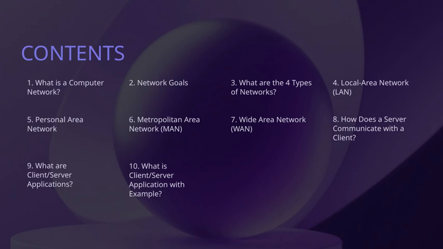We'll be covering various types of networks, starting with what a computer network actually is. Then, we'll explore the main goals of networks and the different types, including local area networks, metropolitan area networks, and wide area networks. We'll also discuss personal area networks, which are more personal and close range. Moving forward, we'll dive into client-server applications, what they are, how they work, and see an example to better understand their role in network communication. This overview helps us see the bigger picture of how different networks connect and support our daily digital interactions.